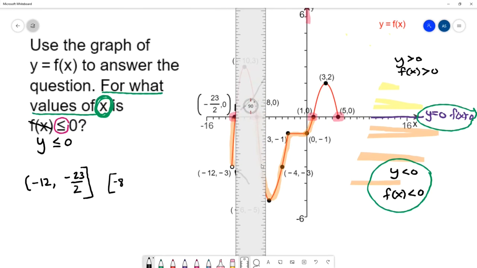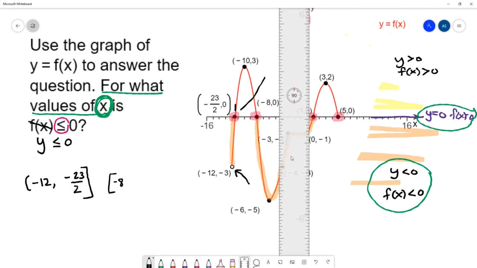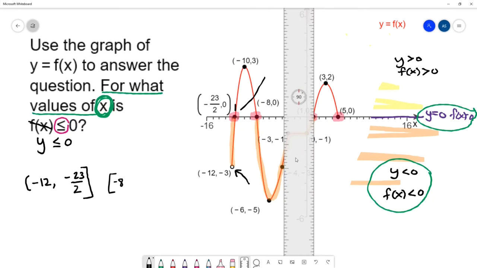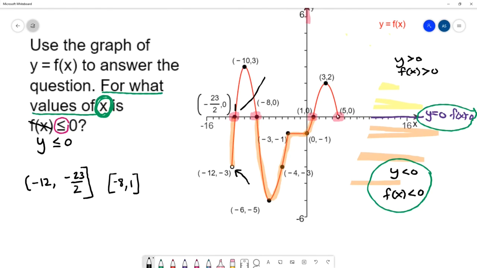And all of these x's are included until I get to this x here. That's where it stops at an x of 1. And that's also included. Now there's one more point that needs to be included. And this is where we're going to use a different notation.